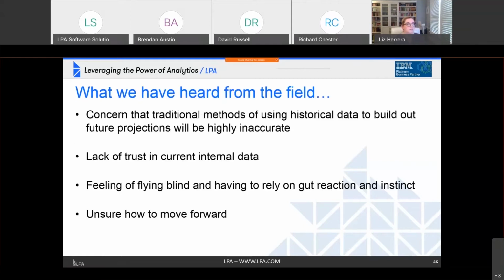So what we've heard specifically, time and time again, is "I just don't trust that this historical data, I can't use it anymore, right?" So folks are worried that they can't do data science because they don't have historical data to work with, because everything has changed in our new normal. And they're worried that if they did use it, it would be inaccurate.